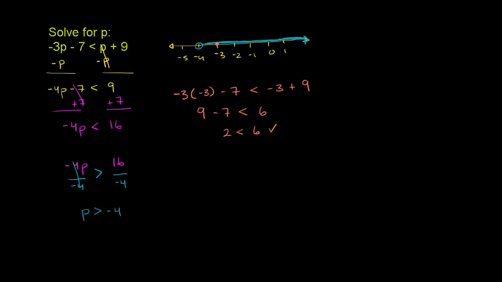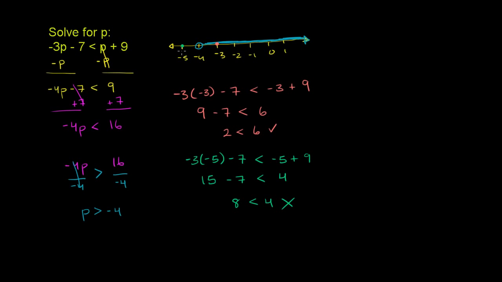Now let's try a value that definitely should not work. So let's try negative 5. Negative 5 is not in our solution set, so it should not work. So we have negative 3 times negative 5 minus 7. Let's see whether it is less than negative 5 plus 9. Negative 3 times negative 5 is 15. Minus 7, it really should not be less than negative 5 plus 9. So we're just seeing if p equals negative 5 works. 15 minus 7 is 8. And so we get 8 is less than 4, which is definitely not the case. So p equals negative 5 doesn't work, and it shouldn't work, because that's not in our solution set.